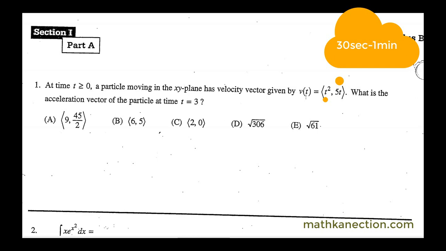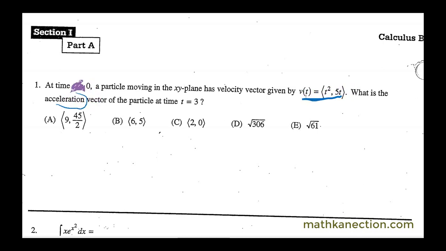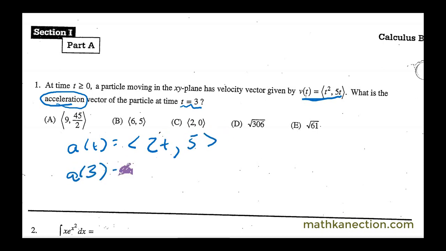So for the BC 2008 exam, we're going to take a look at the quicks first. I look at a problem that's going to take about 30 seconds to a minute to solve. Looking at problem number 1, they give us the velocity vector, and then they want us to find acceleration, which is the derivative of velocity at time t equal to 3. So acceleration is just the derivative of velocity, which is 2t, comma 5, and then just substituting in the value of 3, which gets 6, comma 5, so that's letter B.